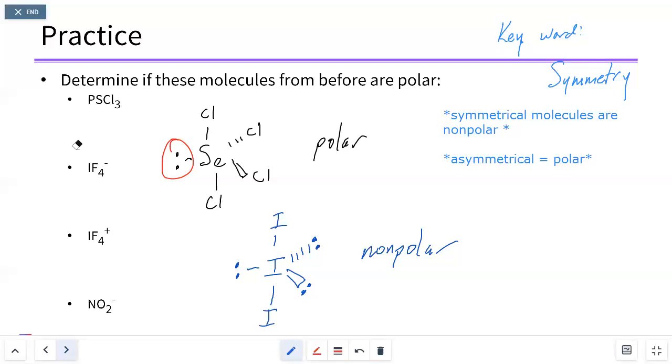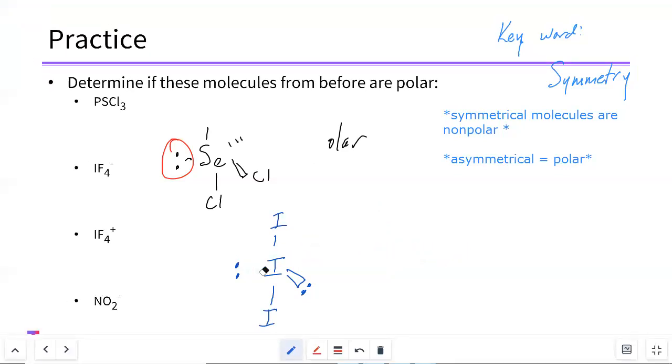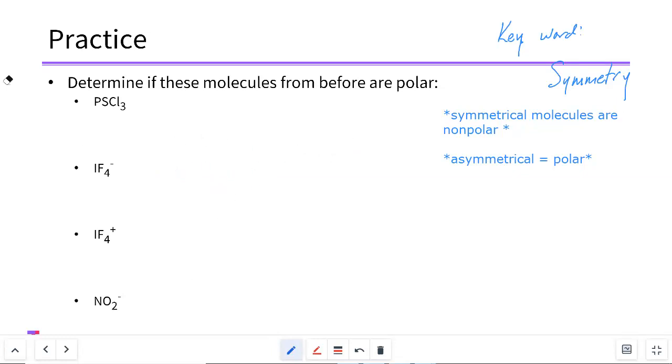All right, I'm going to ask you then to try out these 4. And so, yeah, I'm not going to ask you to draw them. I'll draw them here for you to look at. So PSCl3, this is a tetrahedral. IF4 minus is square planar.